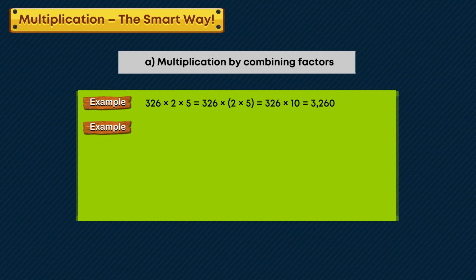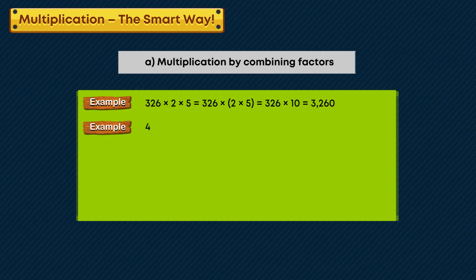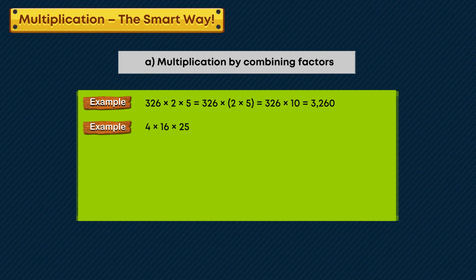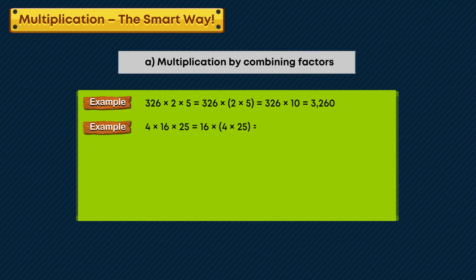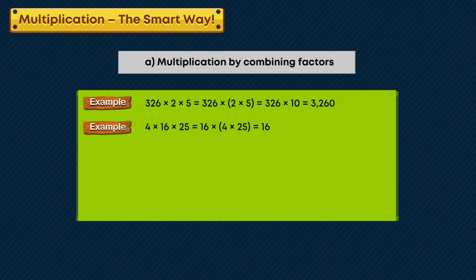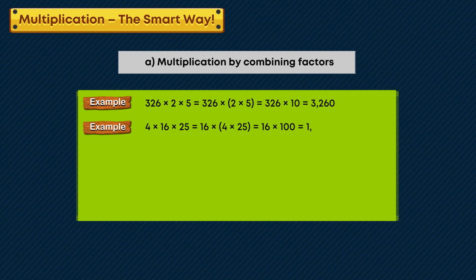Example: 4 into 16 into 25 is equal to 16 into 4 into 25 is equal to 16 into 100 is equal to 1600 using order property.